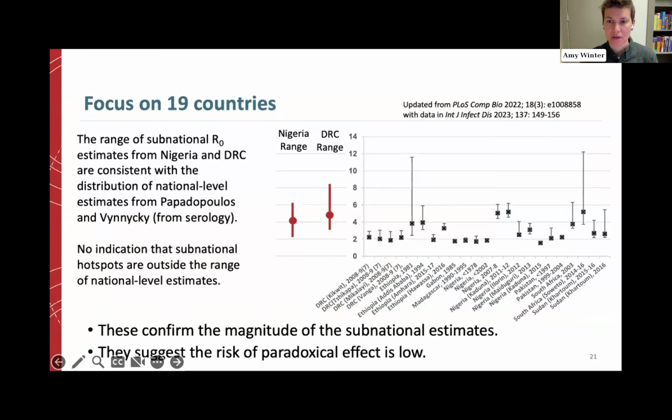Next slide. So this slide shows the transmission rates for 19 countries that had yet to introduce RCV as of July 2024. And we see that these estimates are consistent with the range of estimates that were also found in 2 subnational analyses in DRC and Nigeria. So the red lines on the left show the subnational analyses. So thus, there's no indication that even subnational hotspots are outside the range of these national level estimates. Those subnational analyses have been published in peer-reviewed journals, and they're consistent with the national scale estimates we will present shortly and indicate the risk of the paradoxical effect is low. Next slide.